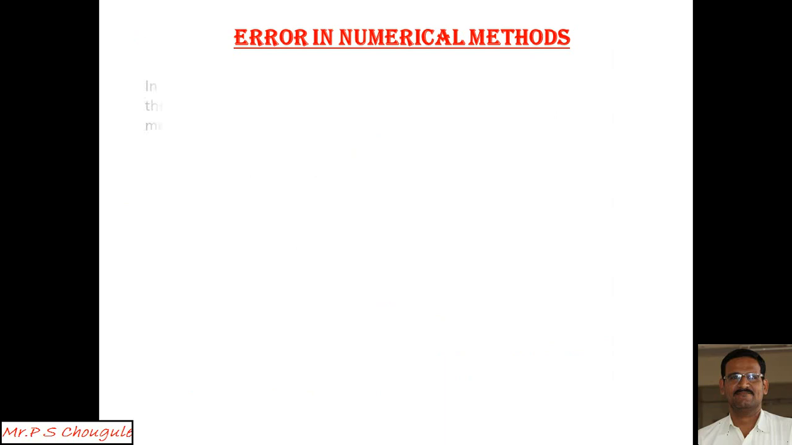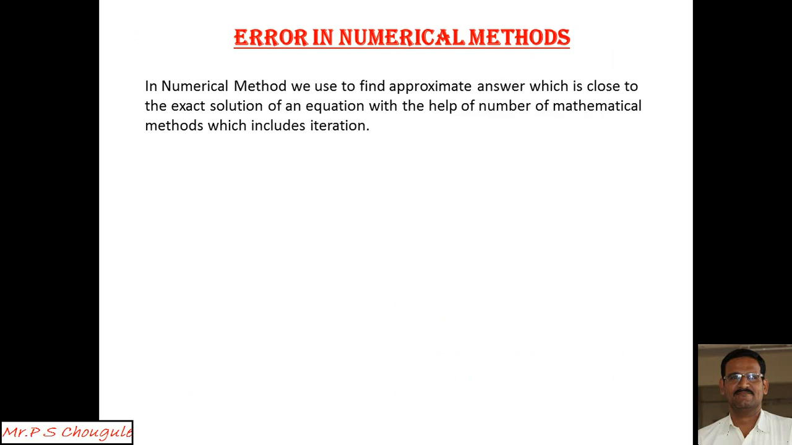When we calculate something, we come to an approximate answer in the case of numerical mathematics methods. When we find this, which includes a number of iterations, our answer, which is approximate, is close to the exact solution of an equation.